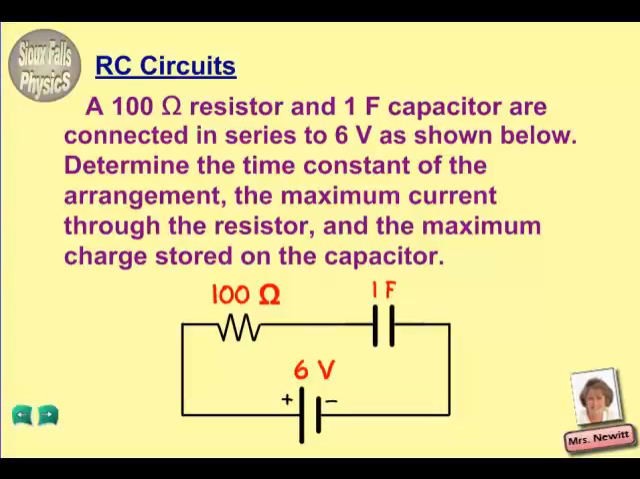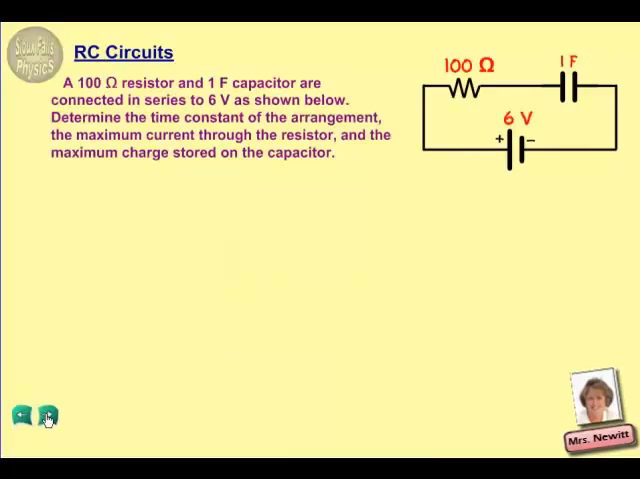We have a 100 ohm resistor and a 1 farad capacitor connected in series to 6 volts as shown in the diagram, and we have a number of items to determine about the circuit. The first is the time constant. And again, remember that this would be related to the amount of time that it takes to charge. And the time constant, remember, is simply the resistance and the capacitance multiplied together.